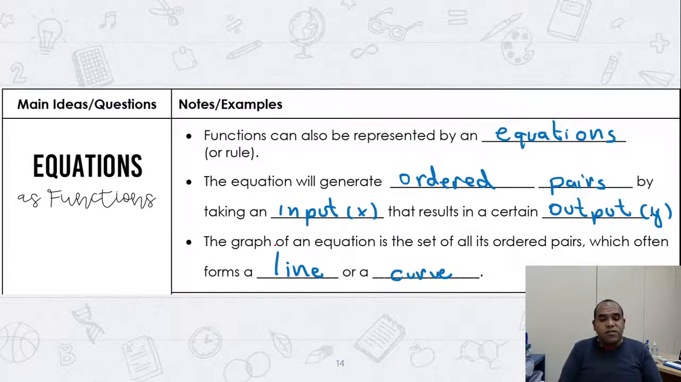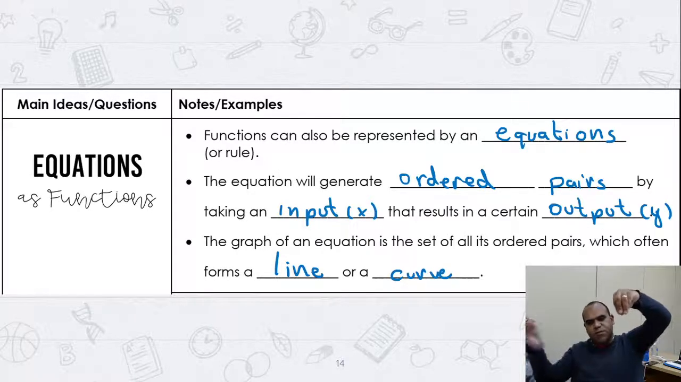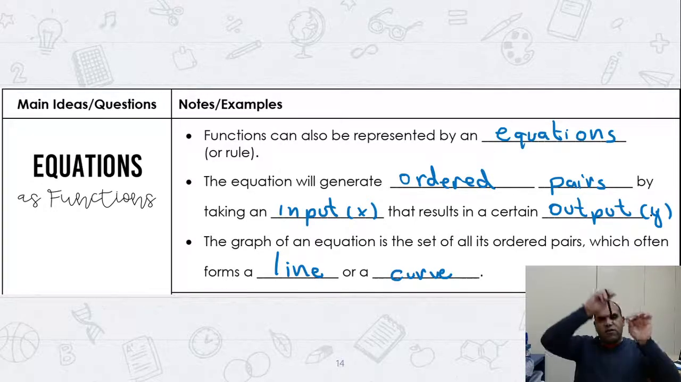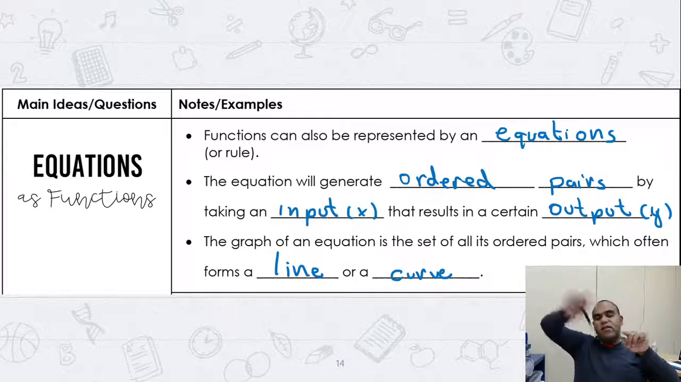Here, the equation. As you remember, functions can also be represented by equations. We remember equations: one-step equations, two-step equations, absolute value equations. The equation will generate ordered pairs by taking an input x, and the result is a certain output. The graph of an equation is the set of all its ordered pairs. The connected pairs we call a line or a curve.